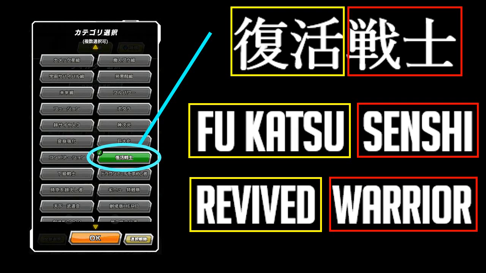Alright, the next one is going to be Fukkatsu Senshi. Fukkatsu, the first two kanji, means revive or resurrected. Senshi means warriors, right? So you guys already know what that is. That's the funny thing about this: most of you already know the category, it's just a matter of how it's being derived. So Fukkatsu means revived or resurrected, and Senshi means warrior or soldier. So that equates to the resurrected warriors category.